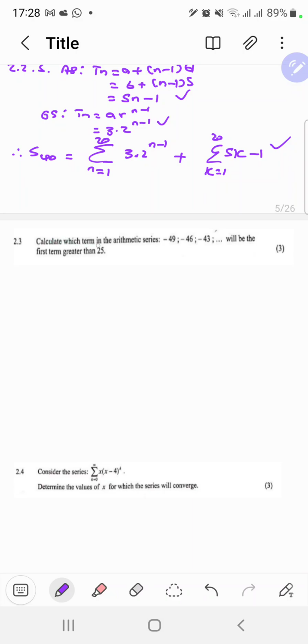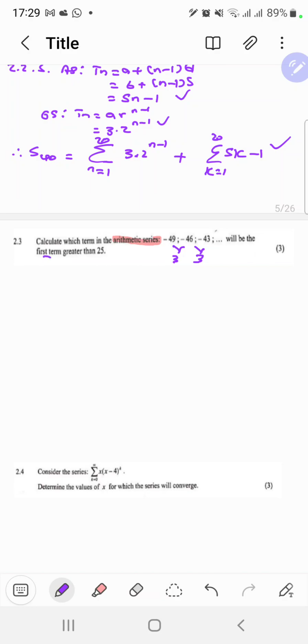It says now, calculate which term of the arithmetic series. Again, you're being told what it is. So always make sure you understand what you're given. So it's minus 49, minus whatever. So here, guys, I'm just going to work fast here. What is the difference between these two? It's a plus 3. And you can tell that it's a constant there. So I have that. So it says now, calculate which term in the AS will be the first term greater than 25.